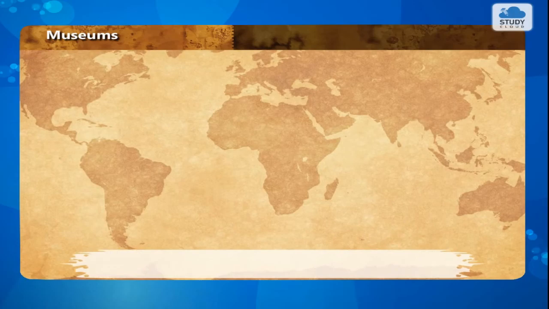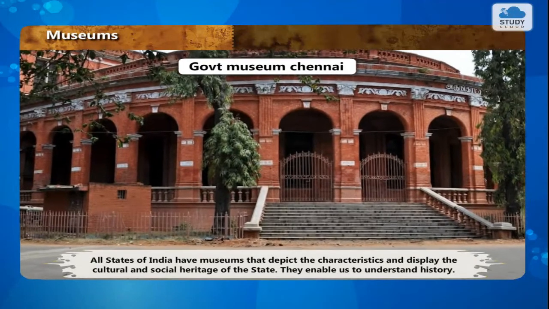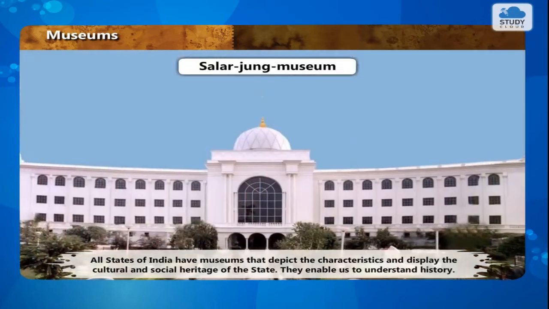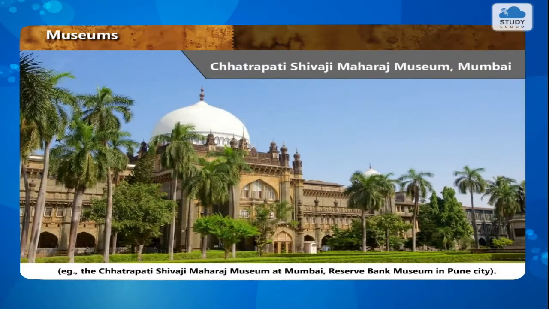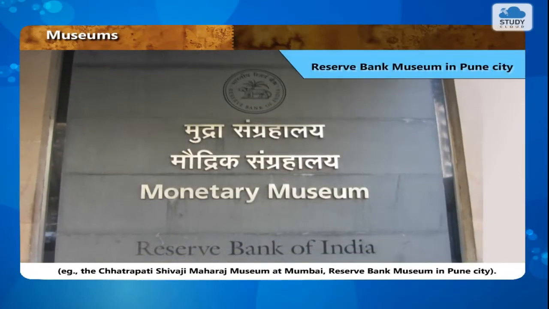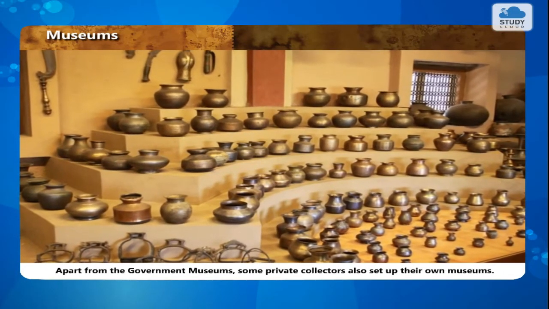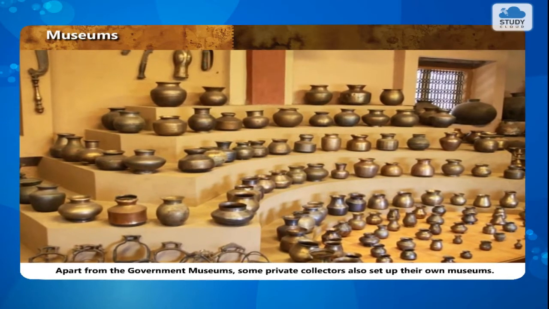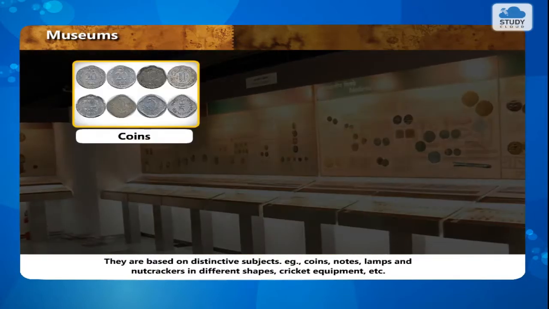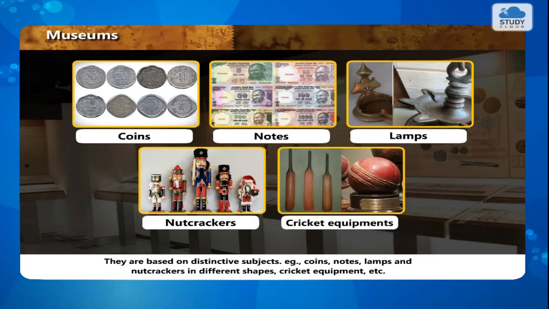Museums. All states of India have museums that depict the characteristics and display the cultural and social heritage of the state. They enable us to understand history. Example, the Chhatrapati Shivaji Maharaj Museum at Mumbai, Reserve Bank Museum in Pune city. Apart from the government museums, some private collectors also set up their own museums. They are based on distinctive subjects. Example, coins, notes, lamps and nutcrackers in different shapes, cricket equipment, etc.